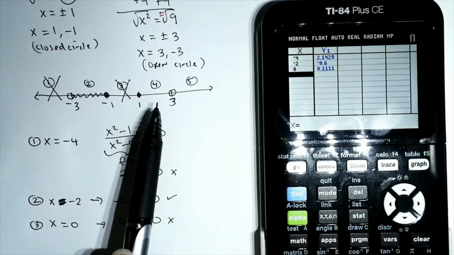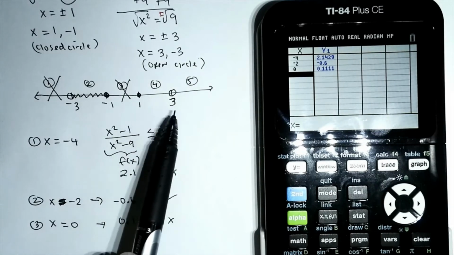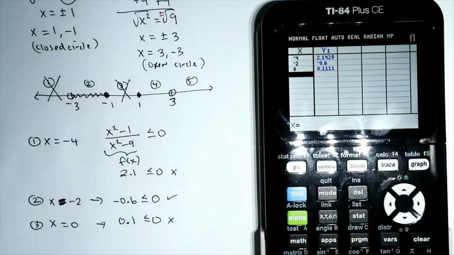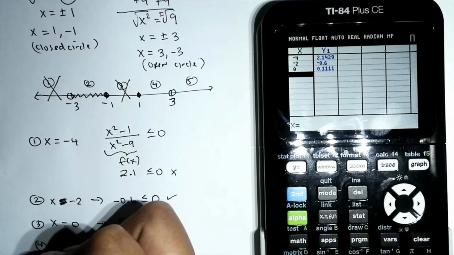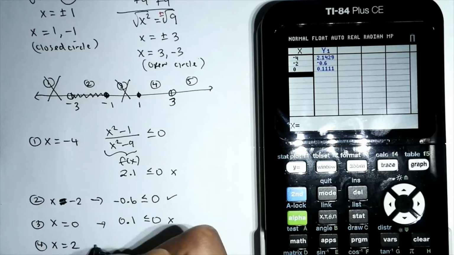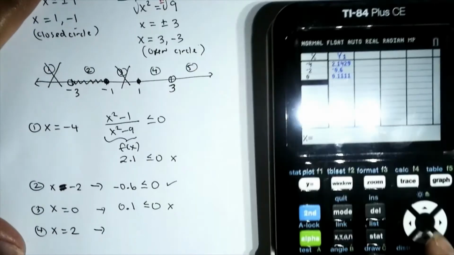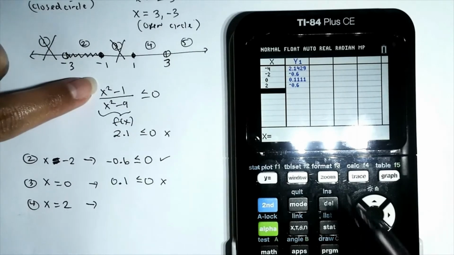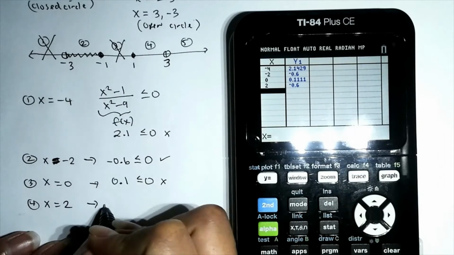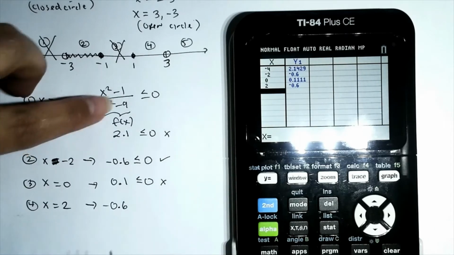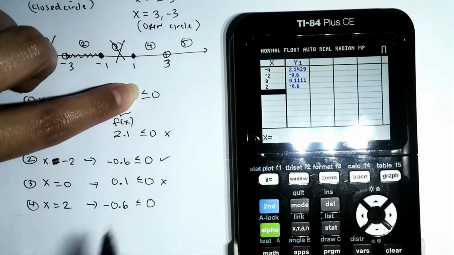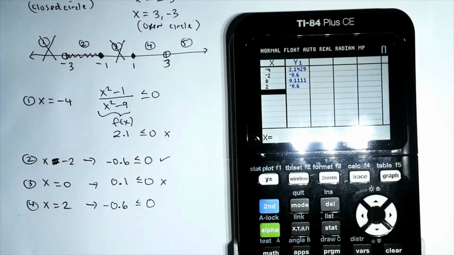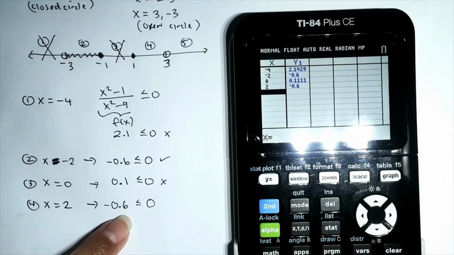For our fourth test interval, we want to test the interval from 1 to 3. I'll test out 2. If you want to test out 2.5, go for it. 1.5, I'm all for it. So when we test out 2, what is that going to lead to? When x equals 2, the fraction simplifies to negative 0.6. Bringing down the rest of the expression, we have inequality symbol 0, less than or equal to 0. Is negative 0.6 less than or equal to 0? Yes, it is.